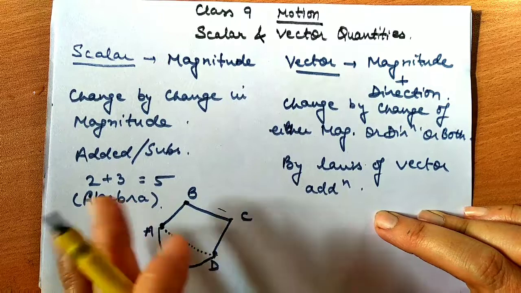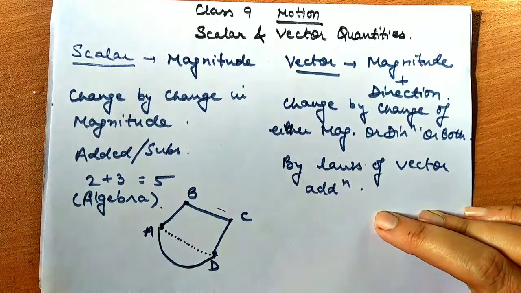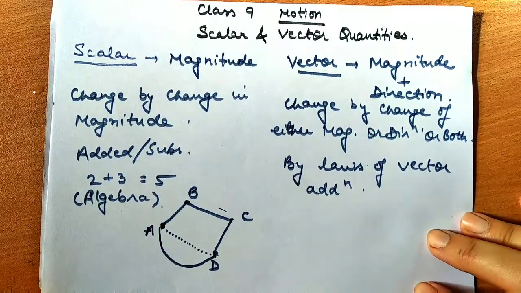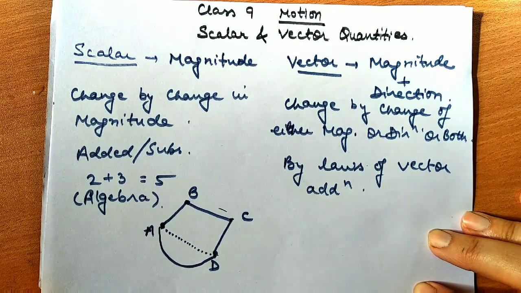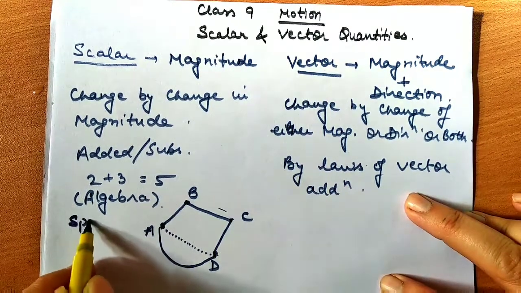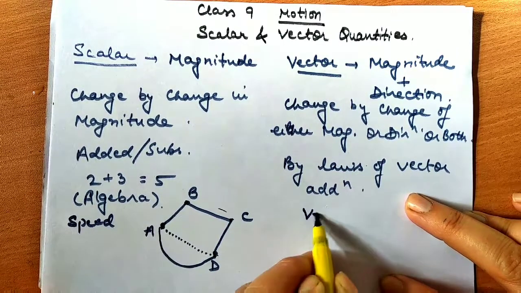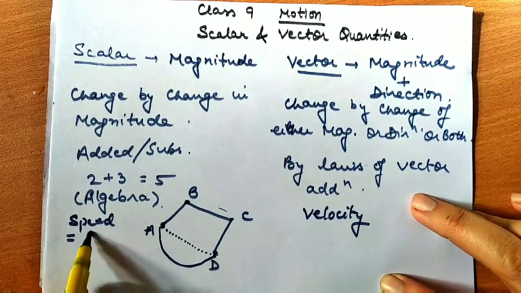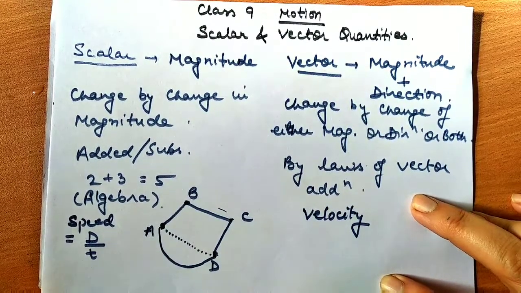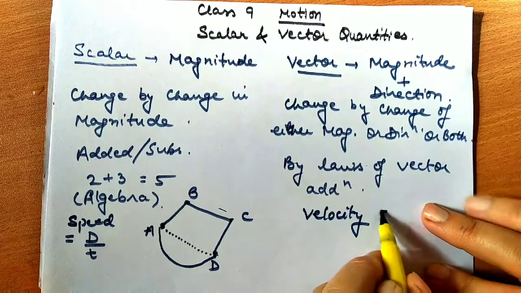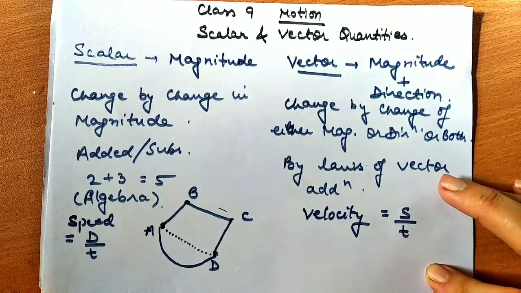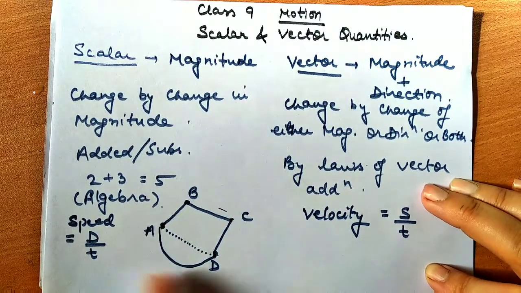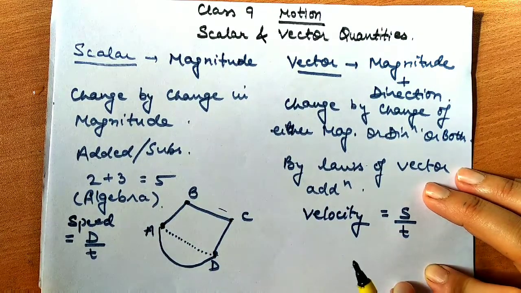We'll discuss that. So this is the basic difference between scalar and vector quantity. Similarly, one more example is speed and velocity. That is also an example of scalar and vector. Speed is a scalar quantity. Velocity is a vector quantity. Speed is defined as distance covered per unit time, whereas velocity is displacement covered per unit time. So distance upon time is speed, displacement upon time is velocity.